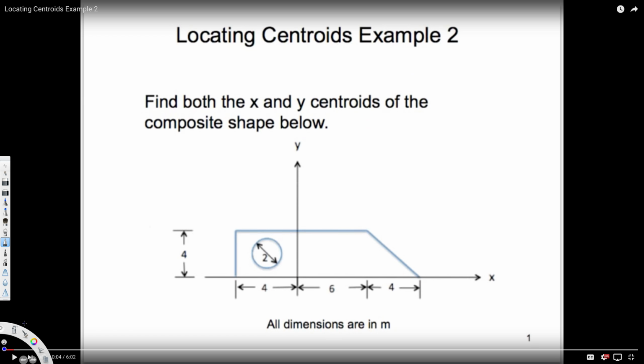Let's do this problem right here. The question is asking: find both the x and y centroids of the composite shape below. If you see the shape, it's a very complex shape. So what we have to do, in this case, is separate it into simpler parts.